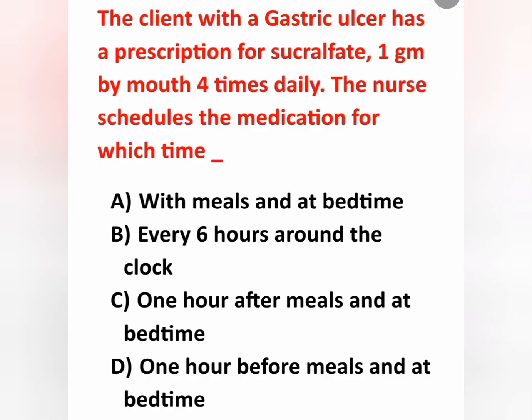The next question: the client with a gastric ulcer has a prescription for sucralfate 1 gram by mouth 4 times daily. The nurse schedules the medication for which time? Options: option A, with meals and at bedtime. Option B, every 6 hours around the clock. Option C, 1 hour after meals and at bedtime. Option D, 1 hour before meals and at bedtime.